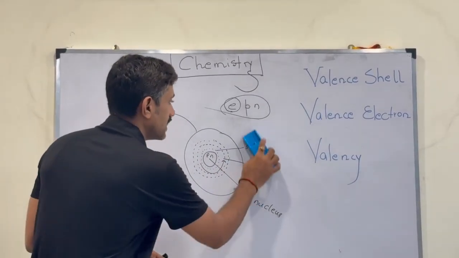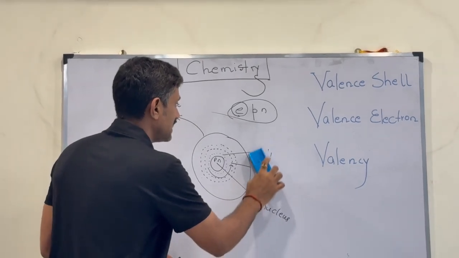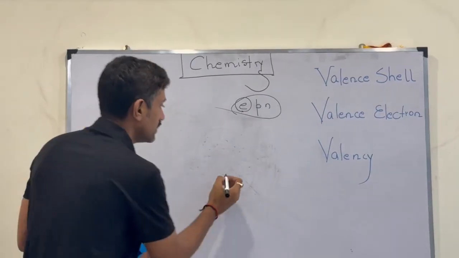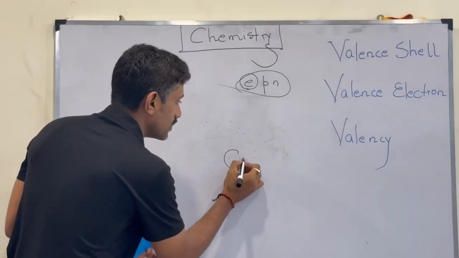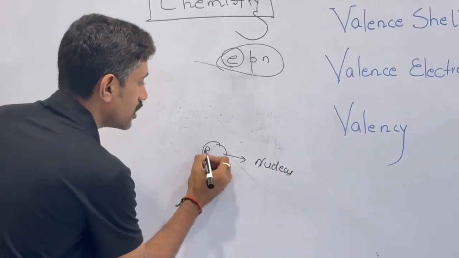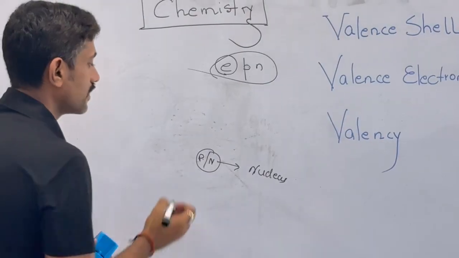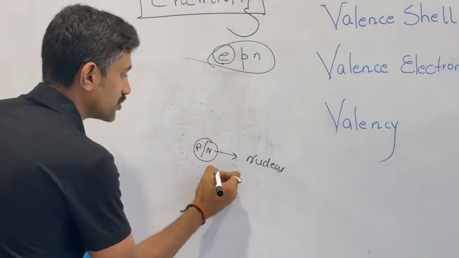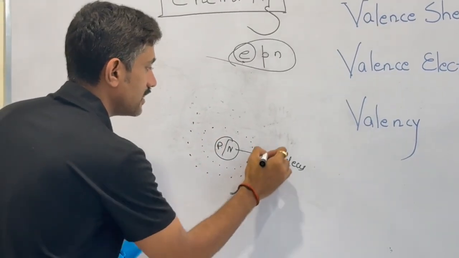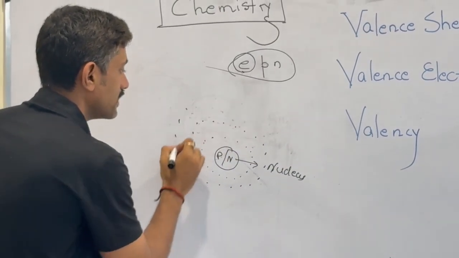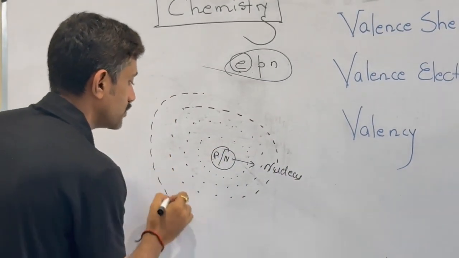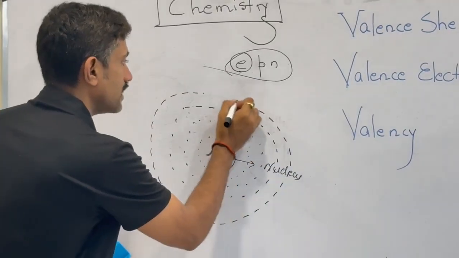Here I have named it as shell 1, shell 2, shell 3, shell 4. But what Niels Bohr has done, okay, let me make this picture in a bigger frame so that you'll understand this one. Now this is nucleus, and nucleus has got proton and neutron. Now this is the first shell, this is the second shell where electron resides, this is the third shell, and the last one which I am drawing is the fourth shell.